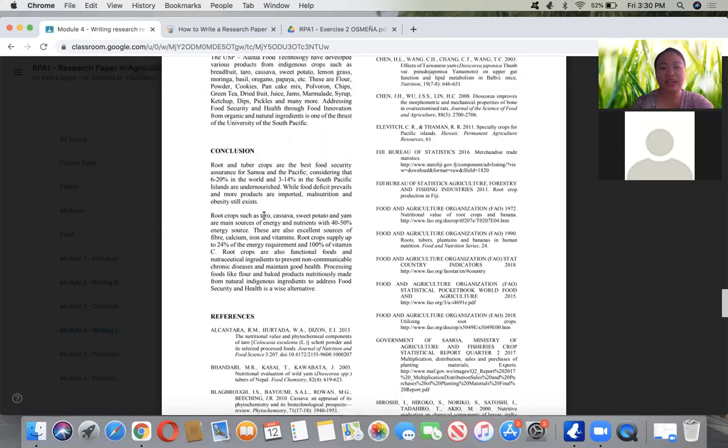So root crops such as taro, that's the gabi, cassava, for Fiji, sweet potato and yam, and in some other Pacific countries are main sources of energy and nutrients with 40 to 50% energy source. So these are excellent sources of fiber, calcium, iron, and vitamins. Root crops supply up to 24% of the energy requirement, 100% of vitamin C, and are also functional foods and nutraceutical ingredients to prevent non-communicable chronic diseases and maintain good health.